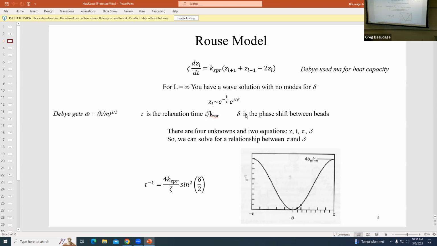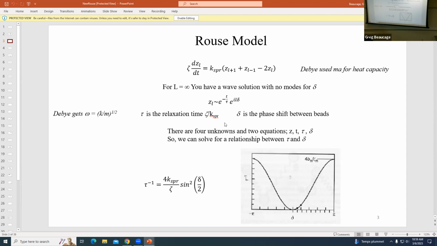Then the difference is that Rouse has these solutions based on the polymer chain, like the spring constant and the Stokes law of friction factor. Then you still have a problem, it doesn't have a solution because you have four parameters. You have Z position, you have time, you have tau and del, right? And you've come up by saying that you have two equations and you can solve for a relationship between tau and del. That's what this plot is, right? But you don't solve for tau, you don't solve for del.